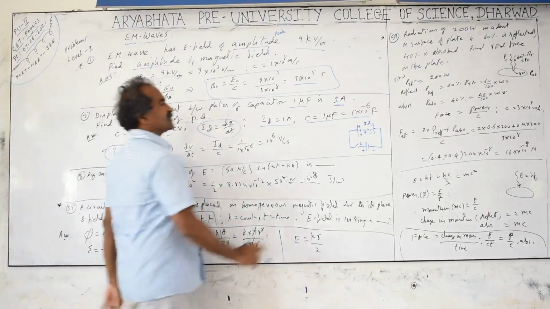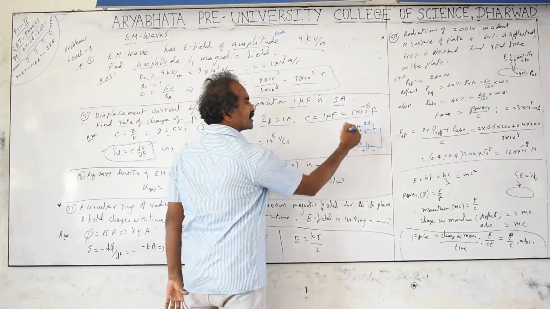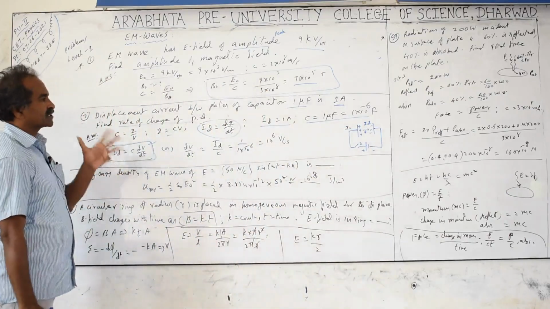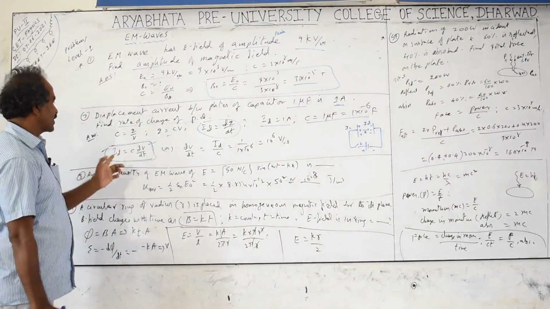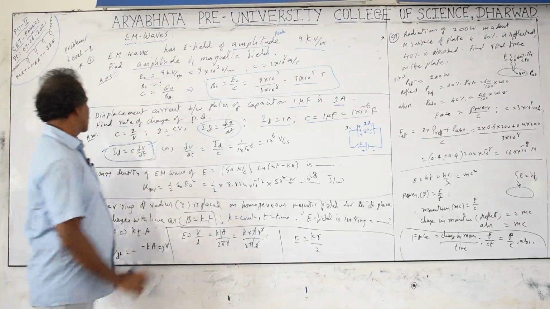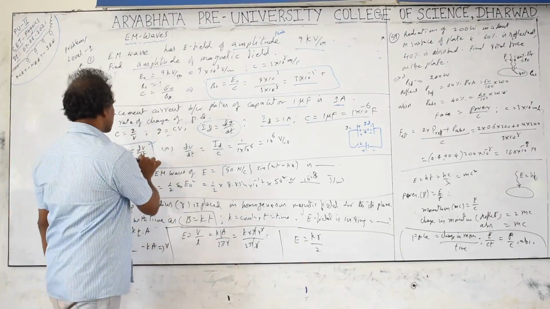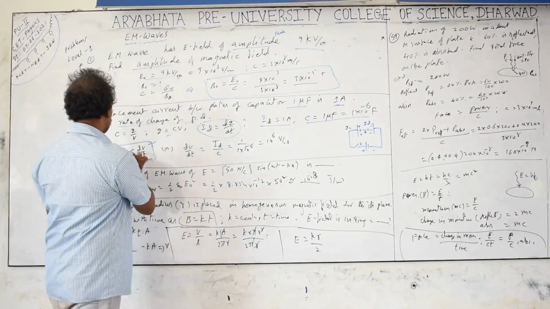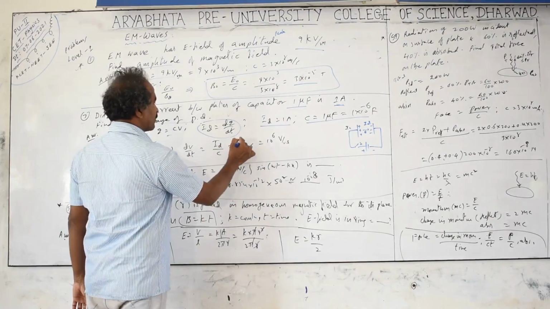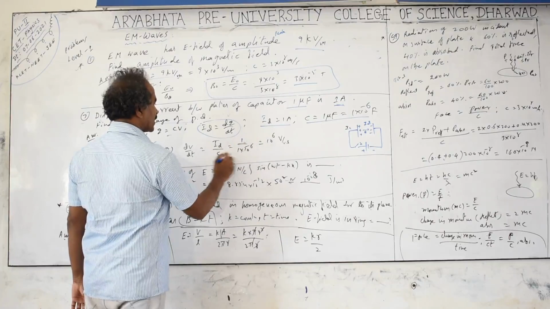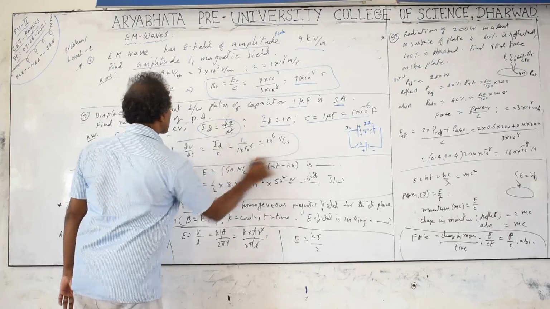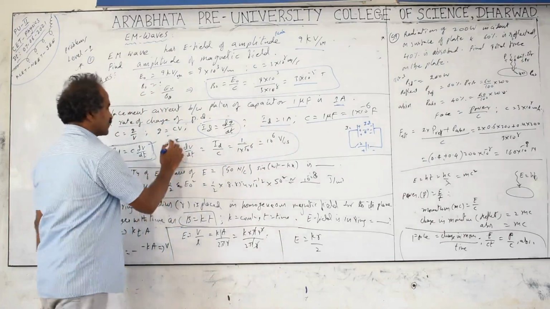Remember, displacement current is also equal to conduction current. Both are numerically equivalent. But displacement current is between the plates, and conduction current is outside the plates, in the wires. Capacitance is given, and you are asked to find dV by dt, the rate of change of voltage with time. dV by dt is equal to ID by C. ID is given as 1 ampere, by capacitance 10 to the power of minus 6 farad. Take it to the numerator: 10 to the power of plus 6 volt per second.